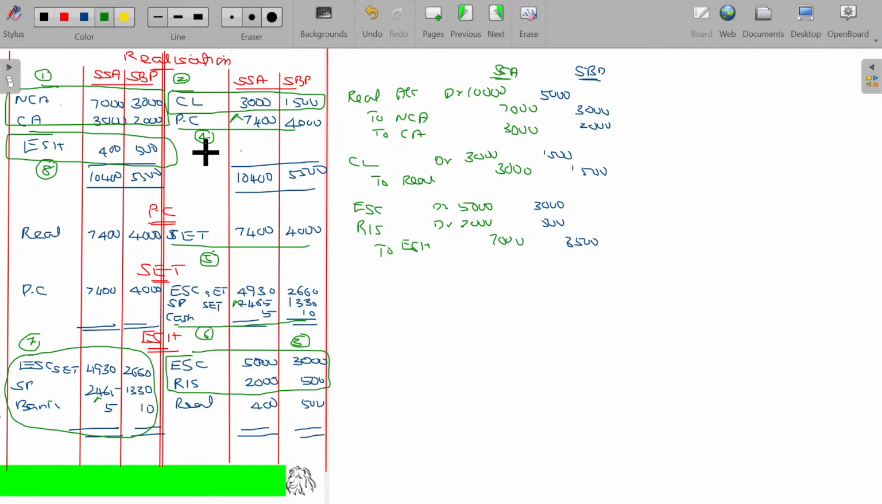Fourth entry, purchase consideration. Purchase consideration account debit to realization account, the value being 7,400, including the securities premium, identified as a separate value. Here 4,000, 4,000. If you remove the securities premium, the value will be totally different. 7,400. Then fifth entry, who has to pay the purchase consideration? Set. So set account debit to purchase consideration, the value being 7,400, 7,400. For SBB, it is 4,000, 4,000.